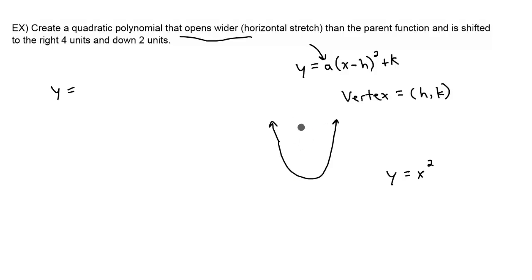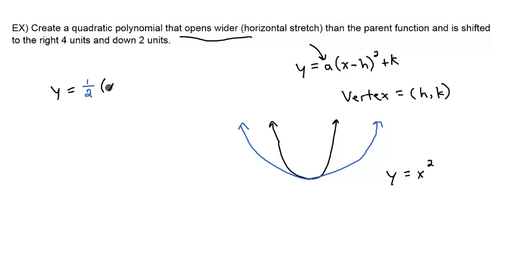So let's say that this is the parent function here, and if we pick an a value between 0 and 1, that parabola is going to open up a little bit wider. So let's go ahead and just use 1/2. That's right between 0 and 1. Okay, now I'm going to start by writing the part in parentheses.